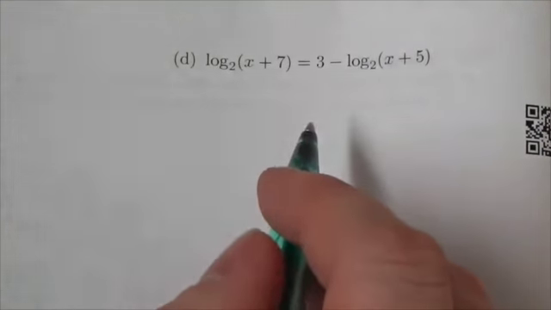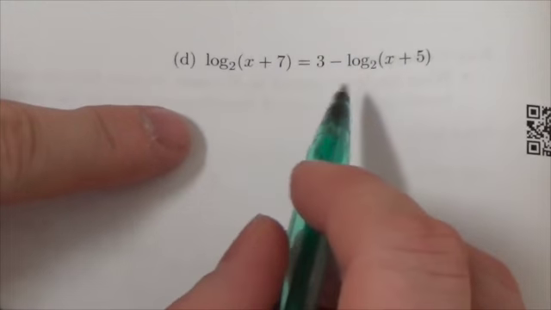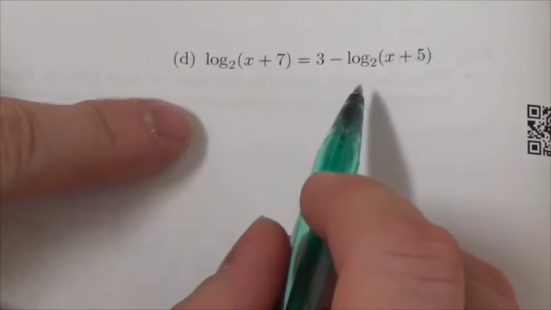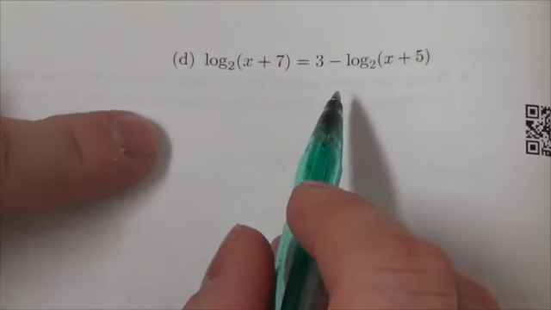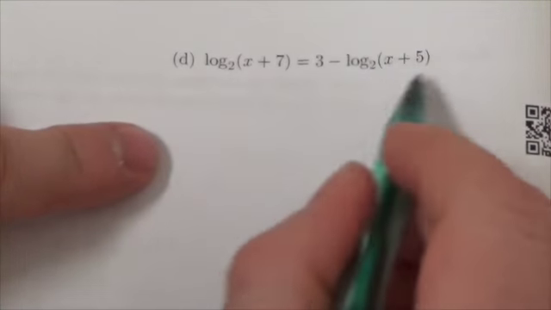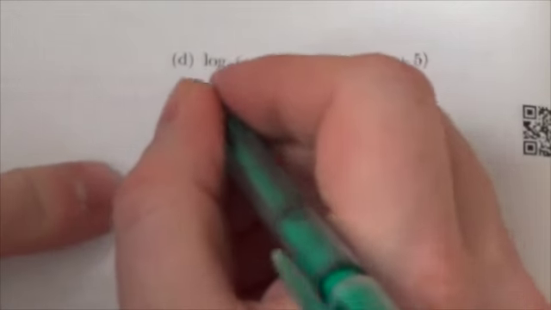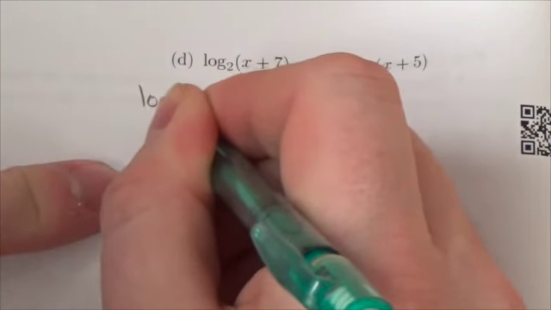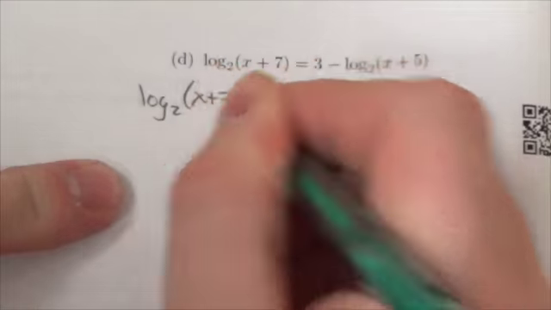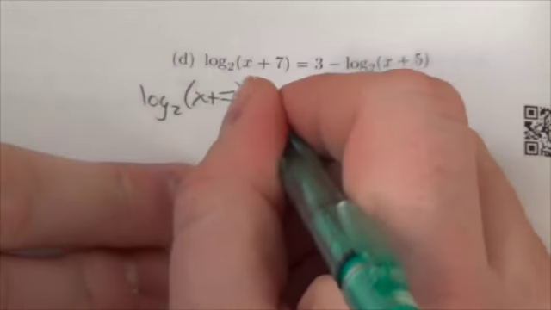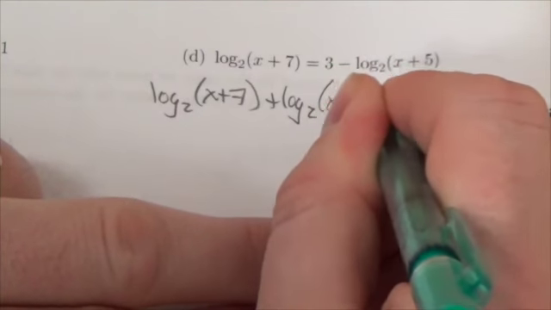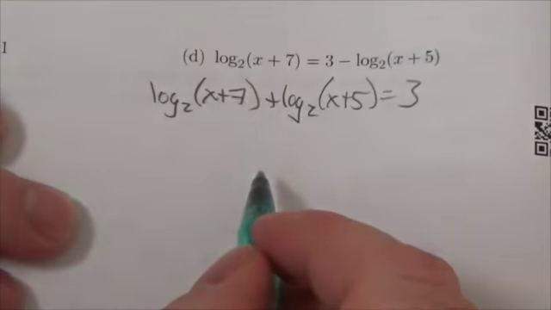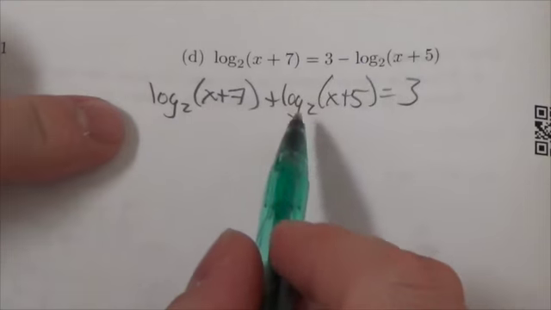Now, a colleague of mine once told me that what I should really be doing with this when I teach it is showing them to bring all the logs to one side and then eliminate the logs, and he was right here. What I need to do with this first is bring that log over to the left-hand side to make this the log base 2 of x plus 7, plus the log base 2 of x plus 5 equals 3. So now I've got the logs on one side here.